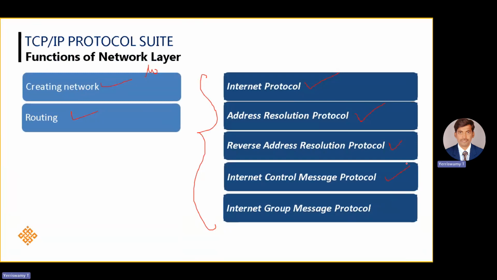ICMP, Internet Control Message Protocol. This protocol mainly helps in message control. If the data which you are transmitting is lost or if something goes wrong, we have a number of messages that give the exact reason why that error has occurred. More information about ICMP we will see in the upcoming videos.